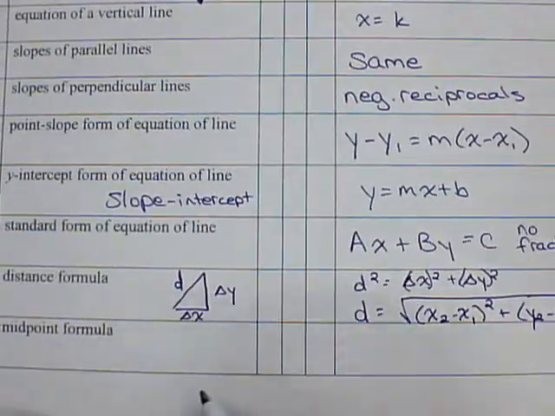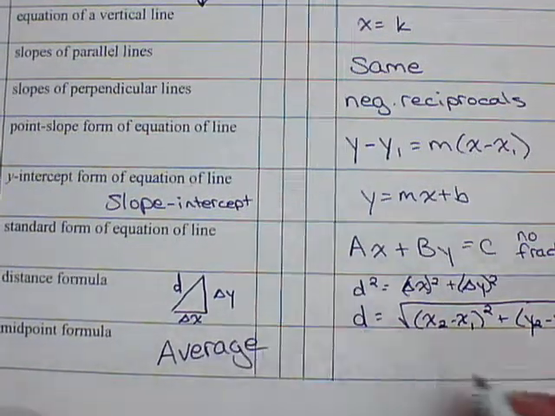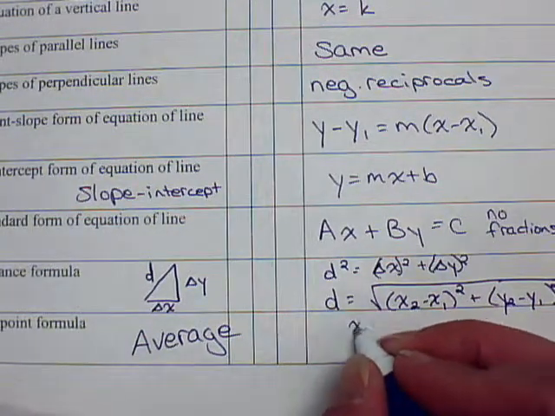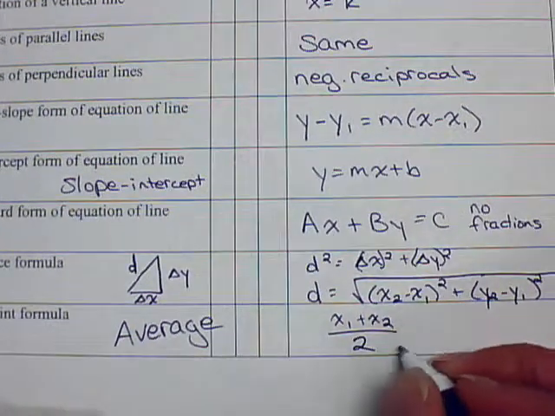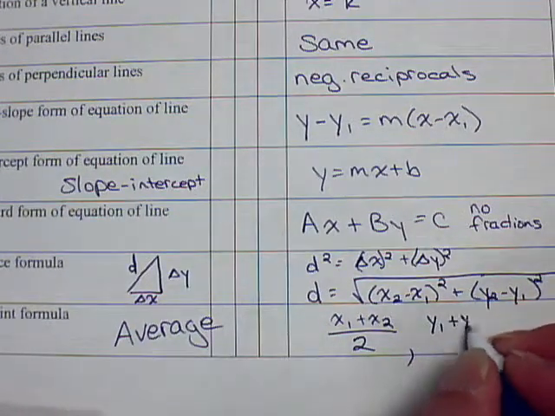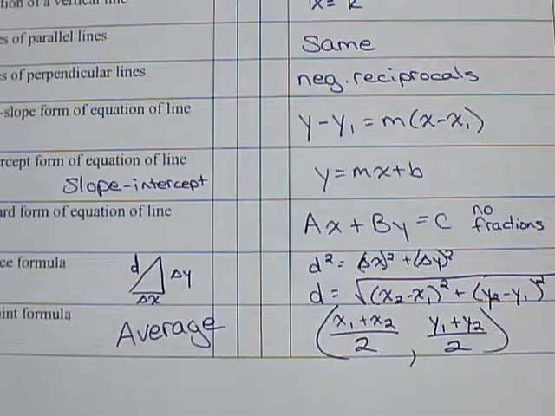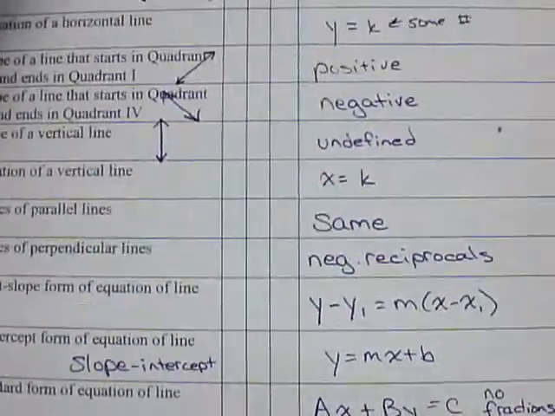Now, midpoint formula. All you need to remember here is the midpoint is just the average of two things. So if you were finding the midpoint of those 2 points, x1 plus x2 divided by 2. Get the average of your x's, average of your y's, and you are done. If you know these things, you will do great in Algebra 2.